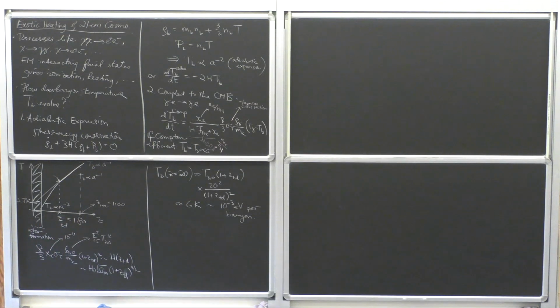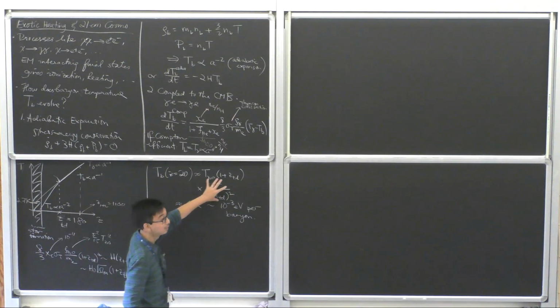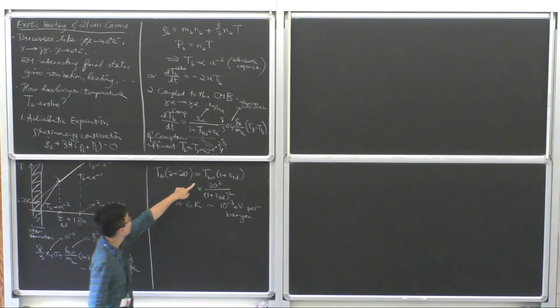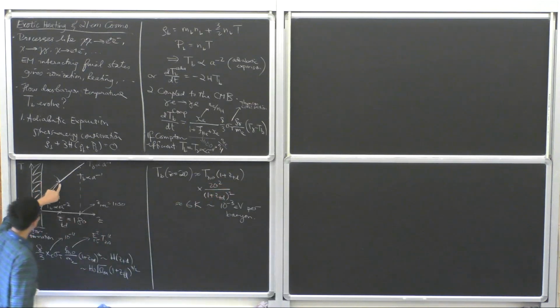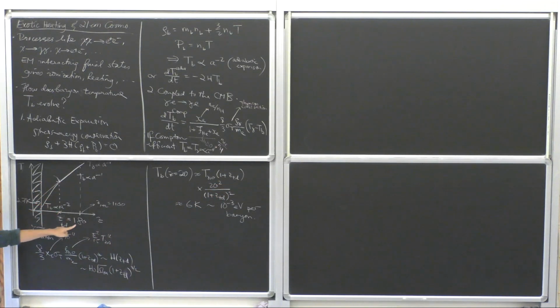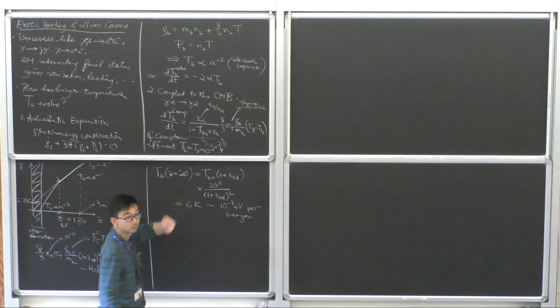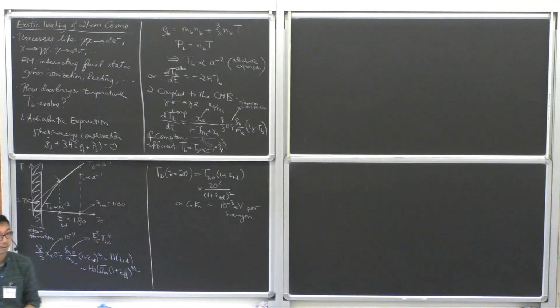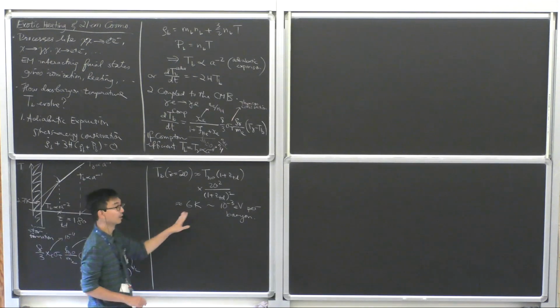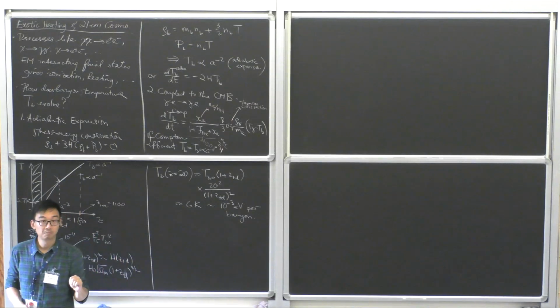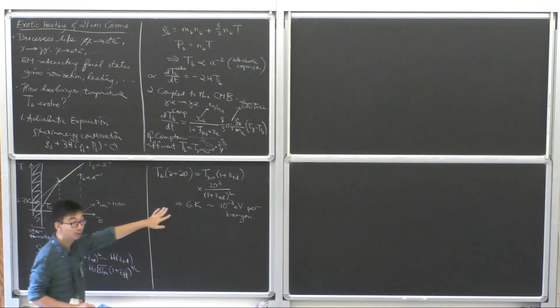All right? It's not super cold. Yeah. This one? Yeah, so the T gamma naught 1 plus ZTD is this temperature. And then this is at 180. Now to get the temperature at 20, I rescale by 8 to the minus 2. And so it's just this. Okay? Good? Okay. It's not super cold. It's not like cryogenics cold, but it's pretty cold. 10 to the minus 3 eV per baryon.